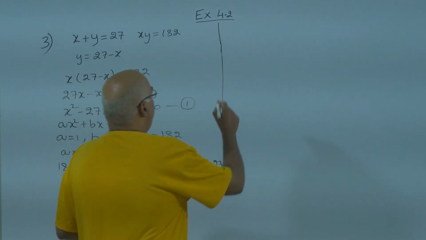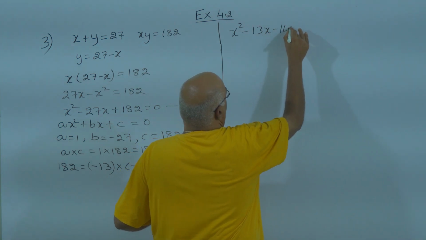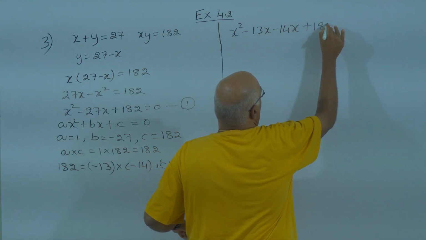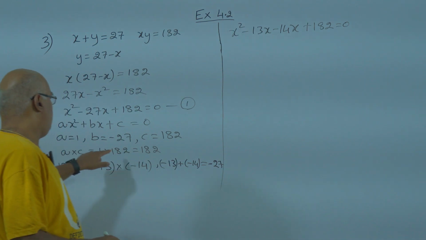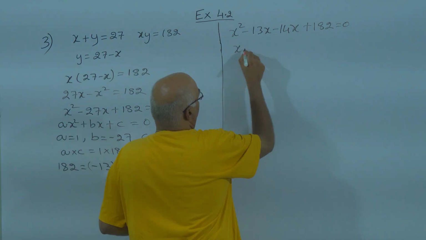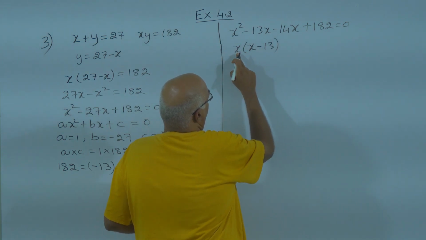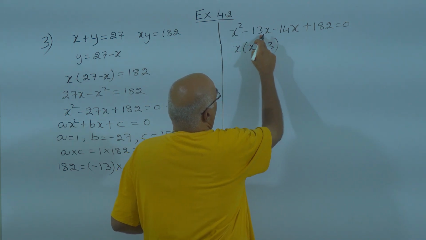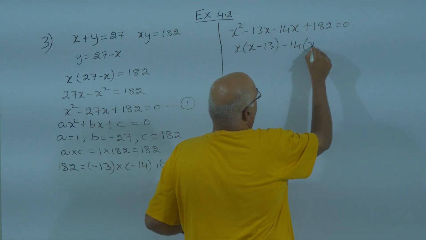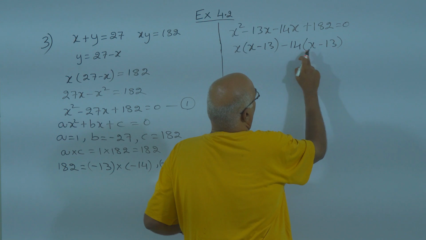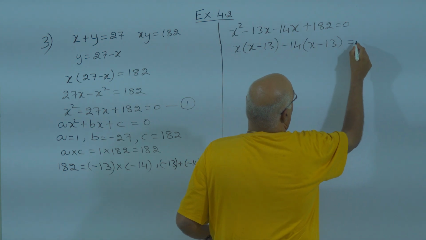So now the equation 1 can be written as x square minus 13x minus 14x plus 182 is equal to 0. So see here, minus 13x minus 14x is nothing but equal to minus 27x. If I take x common, I will be left with x minus 13. So see here, x into x is x square, plus into minus is minus, x into 13 is 13x. So minus 14 I will take common. So I will get x minus 13. So see here, minus 14 into x is minus 14x, minus into minus is plus, 14 into 13 is 182. So this is equal to 0.